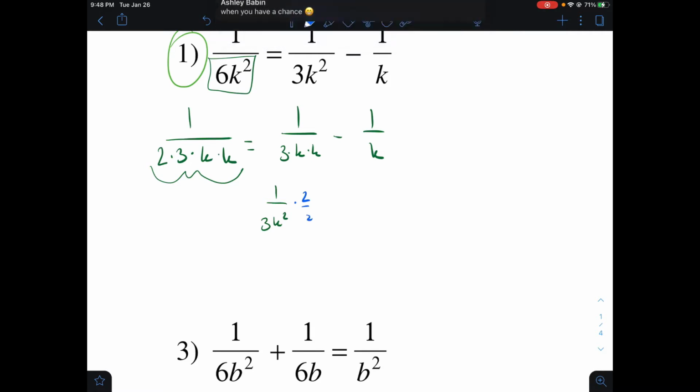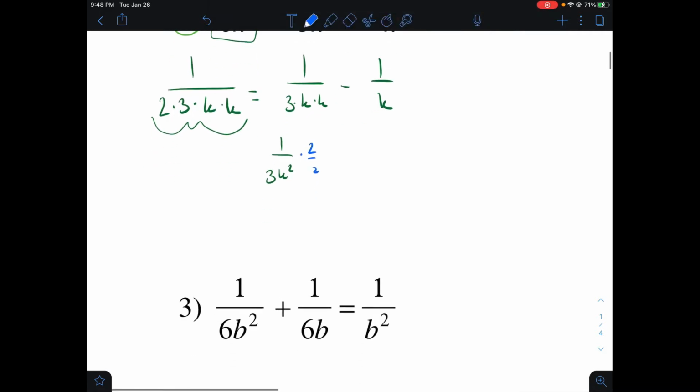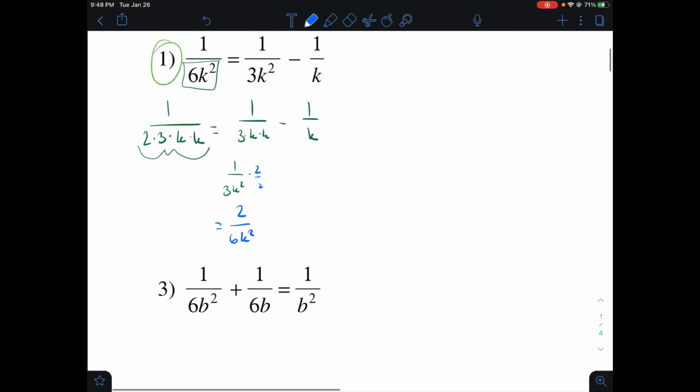Then we get 2 over 6k squared. This other guy's going to stay the same. We've got 1 over 6k squared, sorry. And now if we look at this 1 over k, he's missing a k, a 2, and a 3, right? So we're going to multiply him by 2 times 3 times k, all over 2 times 3 times k. Which is going to give you a 6k on top and a 6k squared on the bottom.